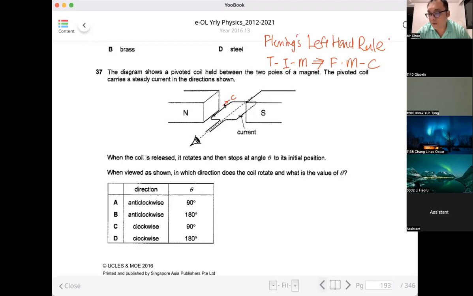Okay, and then from north to south, this is your magnetism, which is your index finger. So you position your index finger from north to south, your current in this direction, then your left thumb will be pointing down or up. Your left thumb will be pointing down or up.